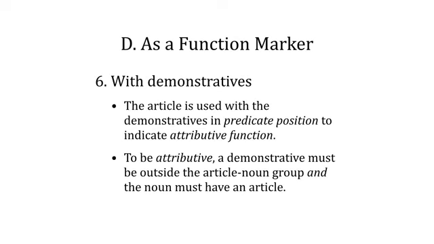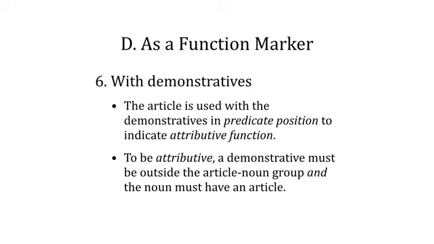All right, number 6 in terms of function markers is with demonstratives. Here the article is used with the demonstratives in predicate position to indicate attributive function. So when you're dealing with a kainos and hutos, the article is going to be used with the noun. It's going to modify the noun. It'll have an attributive relationship to the noun, but that demonstrative pronoun will not be in attributive position. It'll be in predicate position, but it still modifies the noun.